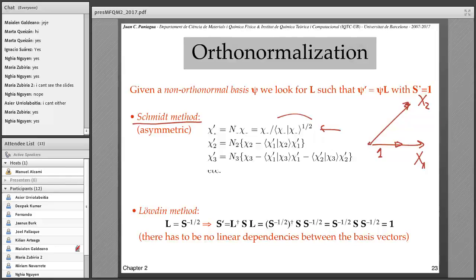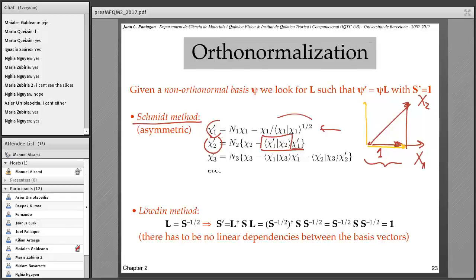Then we take the second vector and we subtract its projection onto the first one. The projection onto the first one has this length, the scalar product, multiplied by the normalized vector x. And this is the prime of the new basis elements. So the second basis element is obtained by subtracting, let me change the color. Then here to x2, I subtract this, and the result is this.